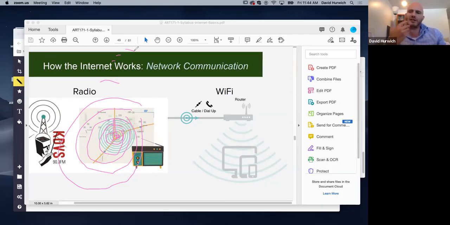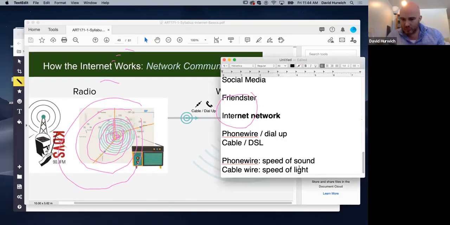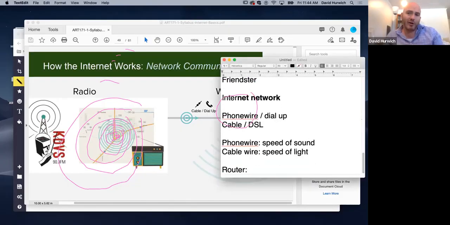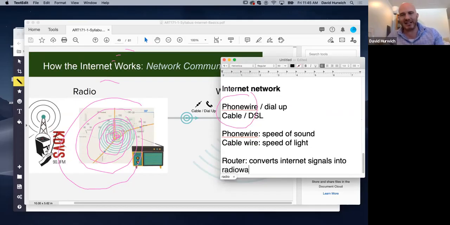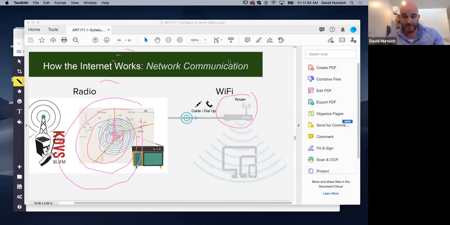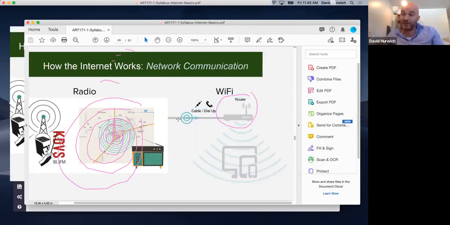Okay. So what does this have to do with Wi-Fi? Well, you probably have something in your house called a router. What a router does is it converts internet signals into, it actually does a lot of things, but one of the things it does is it converts internet signals into a radio wave. Okay. So what happens is you have your internet coming through as cable or dial-up, probably cable realistically, and it connects to your router.